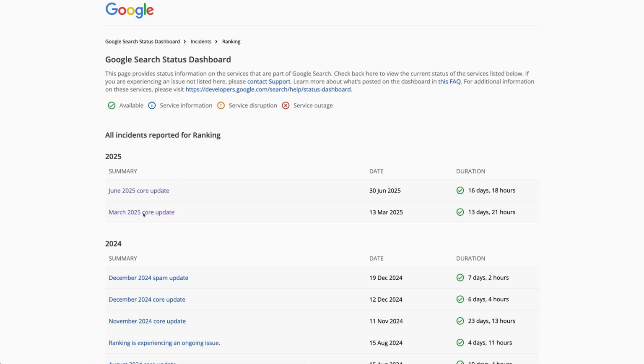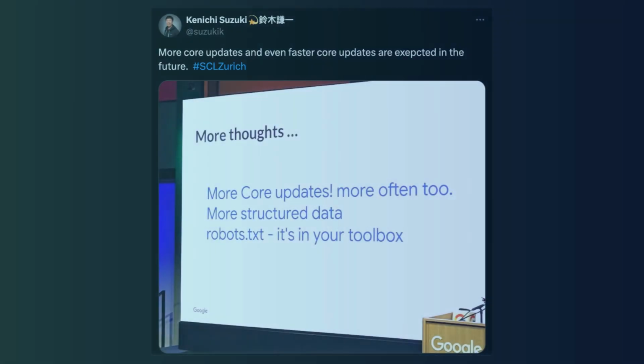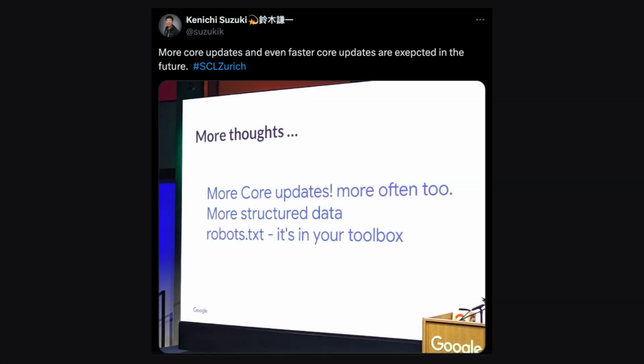In fact, they just finished rolling out their second core algorithm update of the year, and they have said that we should expect more updates more often. But what exactly is a core algorithm update? And why does it cause so much volatility? And how can property managers and small business owners like you get back on top?